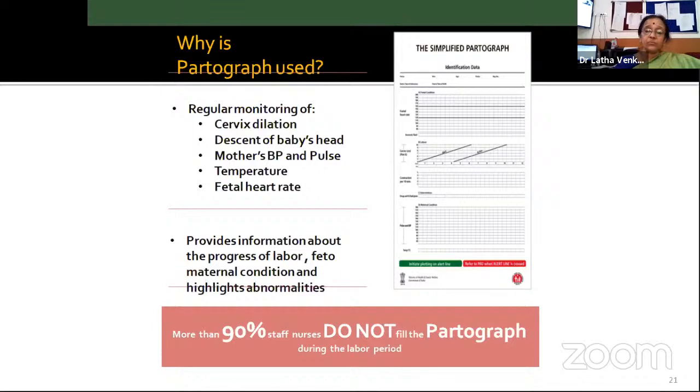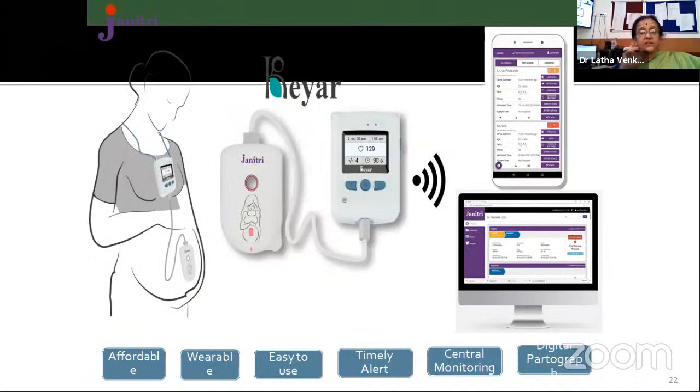Unfortunately, as I said, more than 90% of staff nurses do not fill the partogram during the labor period, and it's most of the time a retrospective documentation. So if we have to improve, it has to be real-time marking of the data, and also real-time fetal-maternal surveillance. The CTG monitor is not a bulky one at all. It is a small device which hangs from the neck of the woman, and there is a single probe which monitors not only the toco but also the fetal heart, and it also gives the maternal heart rate.